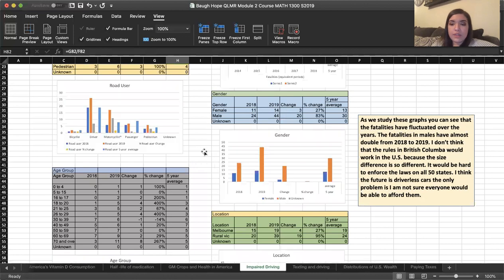So I don't think that the rules in British Columbia would work in the United States, simply because British Columbia is so much smaller. The United States has 50 states, and even now, not all laws are the same in each state. So I don't think the British Columbia law would be able to be applied to all 50 states of the United States. Maybe to one, but I don't think to the whole United States.